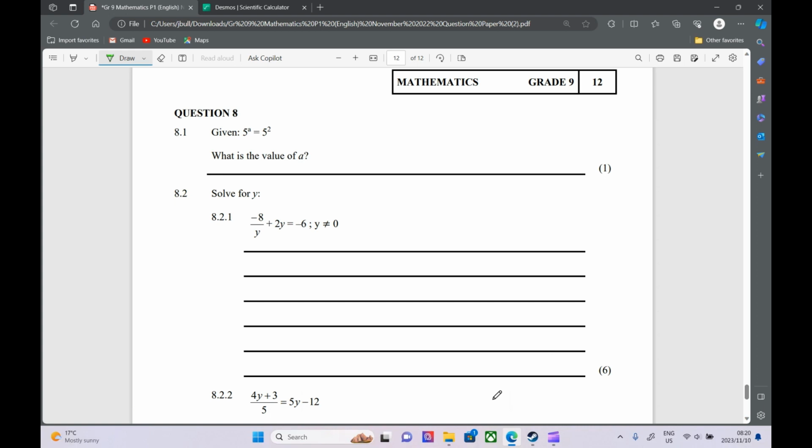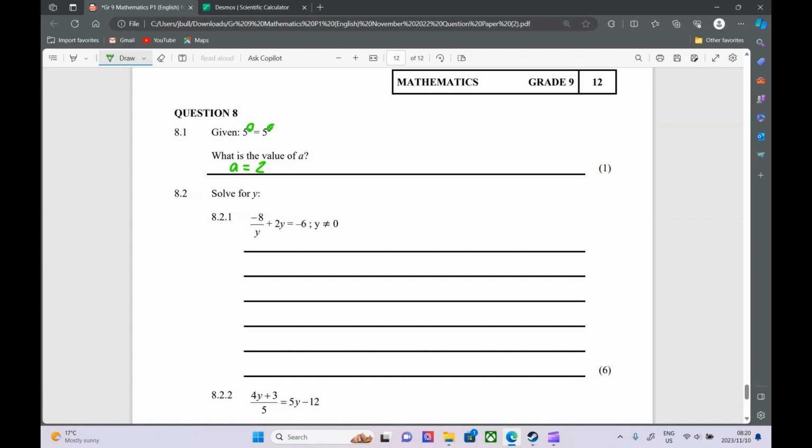Question 8.1: given this expression, 5^a is equal to 5^2, what is the value of a? So that's an equation. If you have the same bases like this, it's really straightforward. If the bases are the same, that means the top numbers are the same. So a is going to be equal to 2.